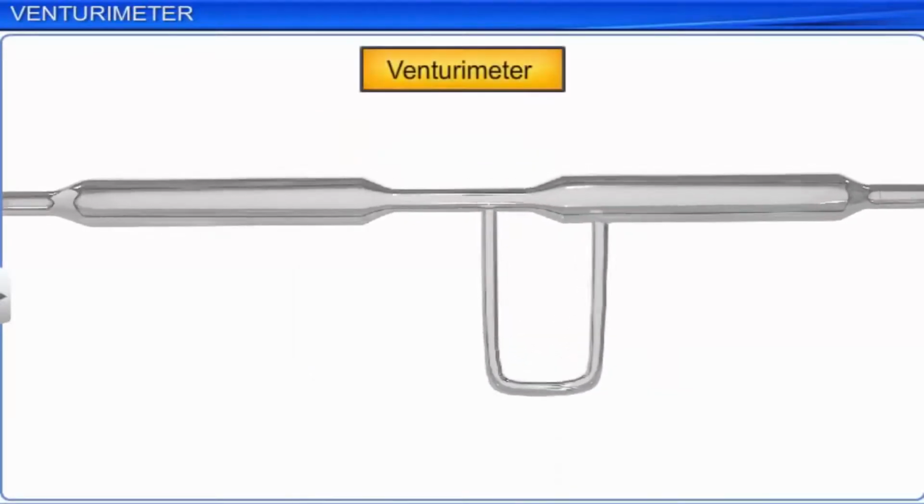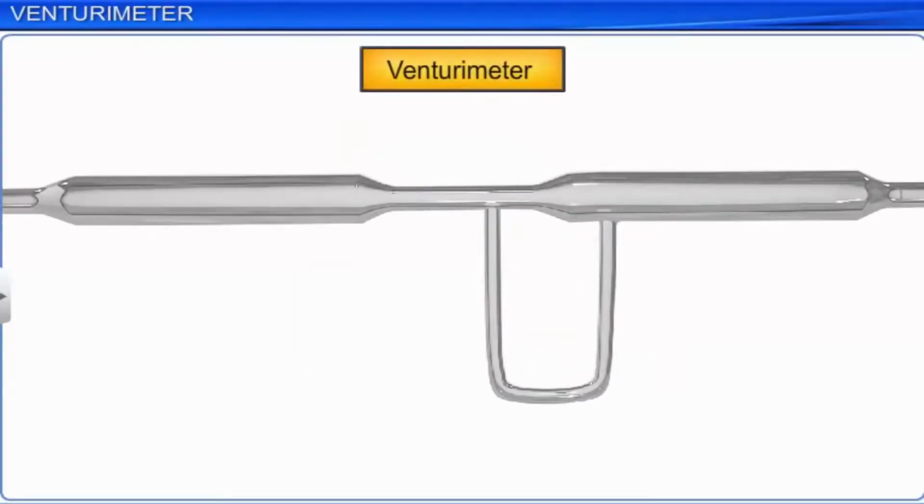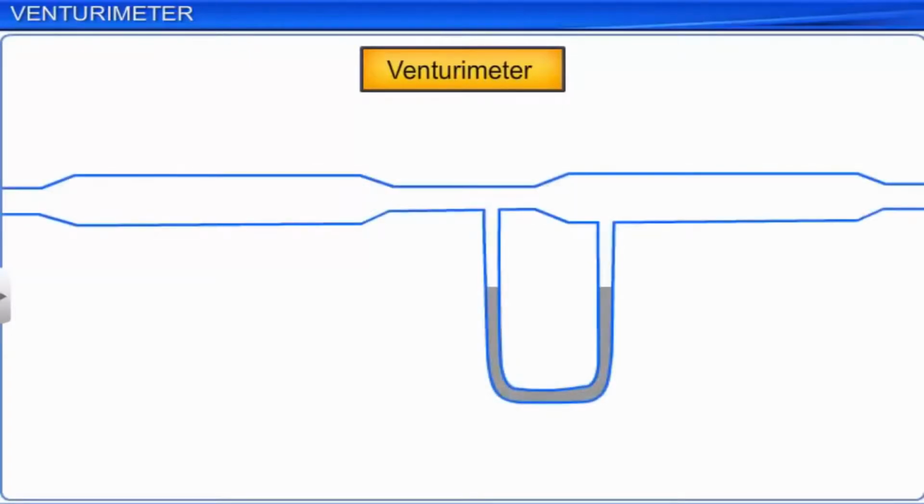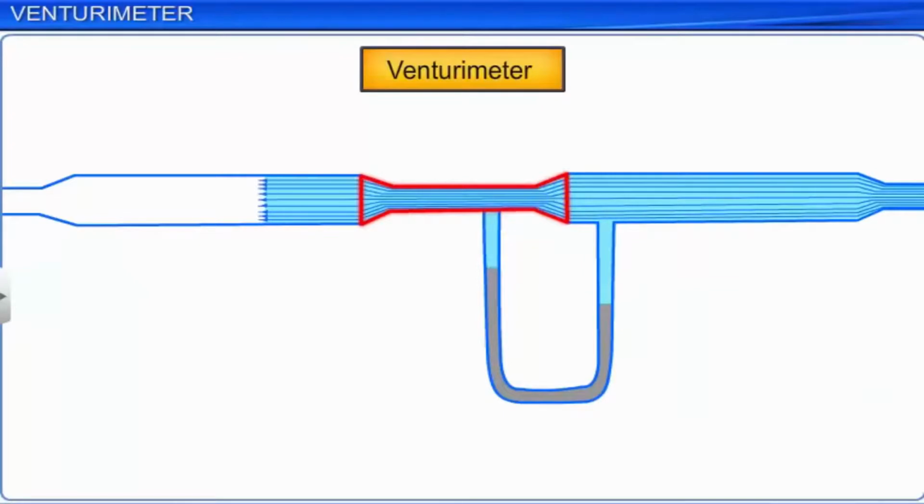A venturimeter is used to measure the speed at which an incompressible fluid flows. It was developed by an Italian physicist, G.B. Venturi. A venturimeter is based on Bernoulli's principle. It consists of a tube with a gradually decreasing diameter, which makes a constriction through which the fluid in a pipe is accelerated, followed by a gradually increasing diffuser section that allows the fluid to nearly regain its original pressure head.